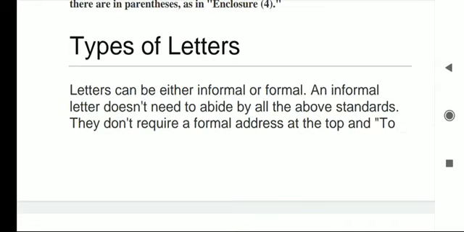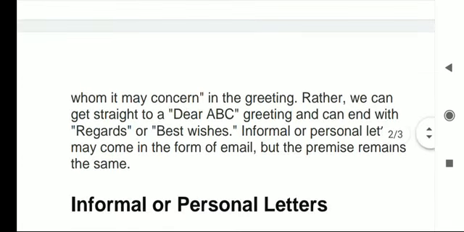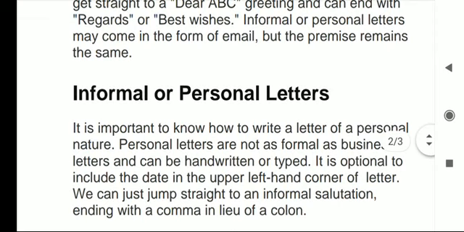Now types of letters. Letters can be either informal or formal. An informal letter doesn't need to abide by all the above standards. They don't require a formal address at the top and to whom it may concern in the greeting. Rather, we can get straight to a dear ABC greeting and can end with regards or best wishes. Informal or personal letters may come in the form of email, but the premise remains the same.